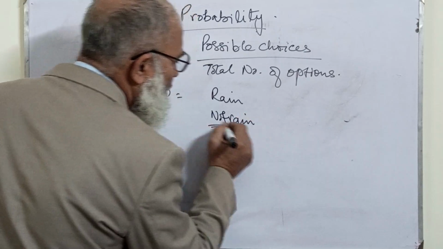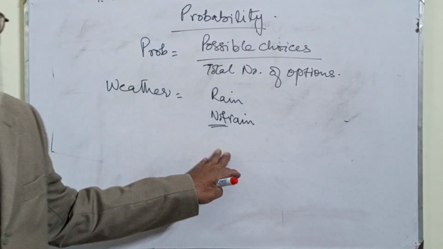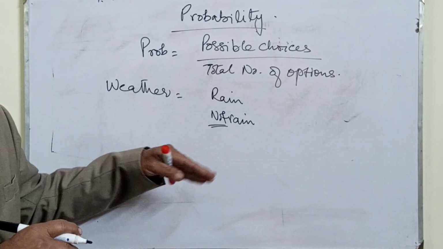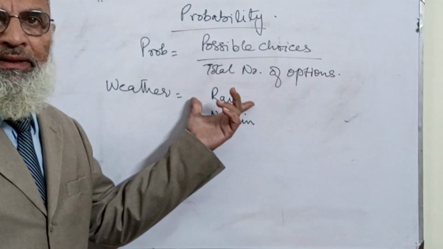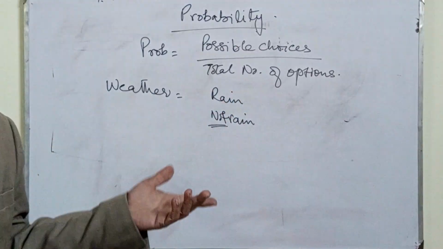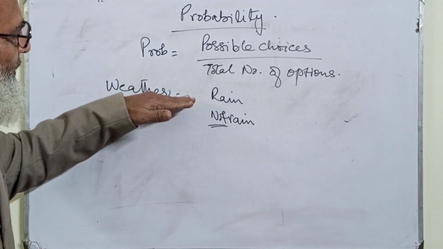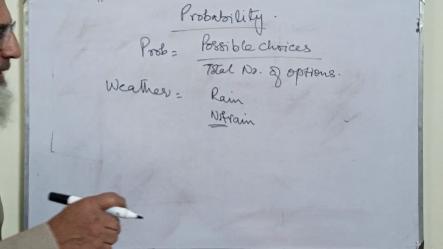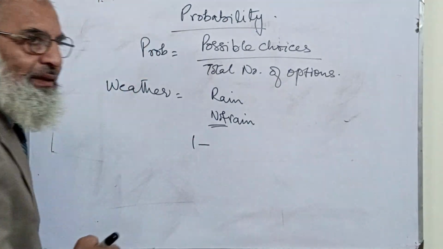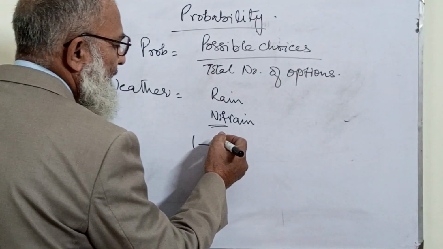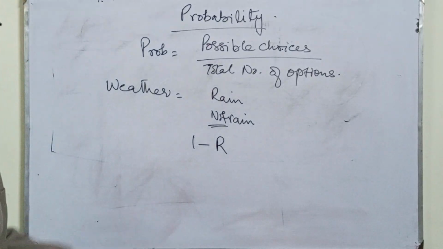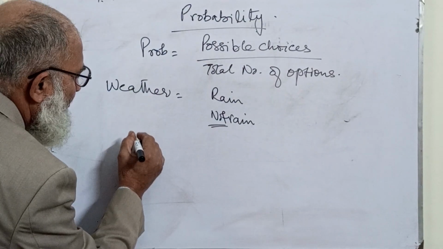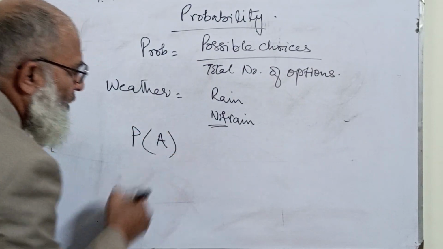Now, when I forecast that it will rain, certainly it is that it will rain or not rain. So when I say not rain, that means I have the probability 1 minus the probability that it will rain. This is what you may not understand at this point. Now let me write this in a slightly different manner. Now probability of A.